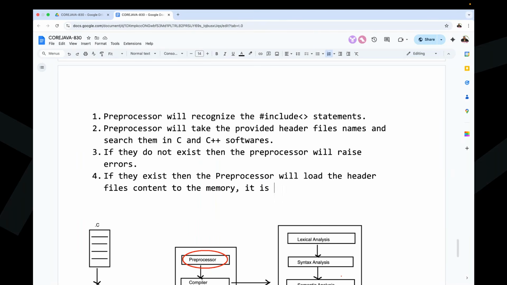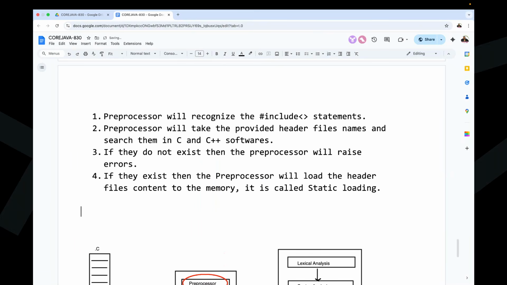So if we load libraries at the time of compilation, then it is called static loading. Static loading, dynamic loading, two things. Static memory allocation is different, static loading is different. Static memory allocation, dynamic memory allocation. Static loading, dynamic loading. Loading libraries at compilation time is called static loading. If they exist, then the preprocessor will load the header files content to the memory. It is called static loading. Now I'm giving a note, or rather a conclusion, here.